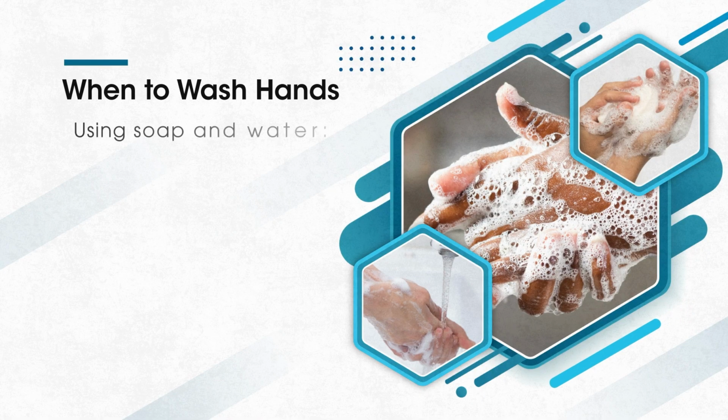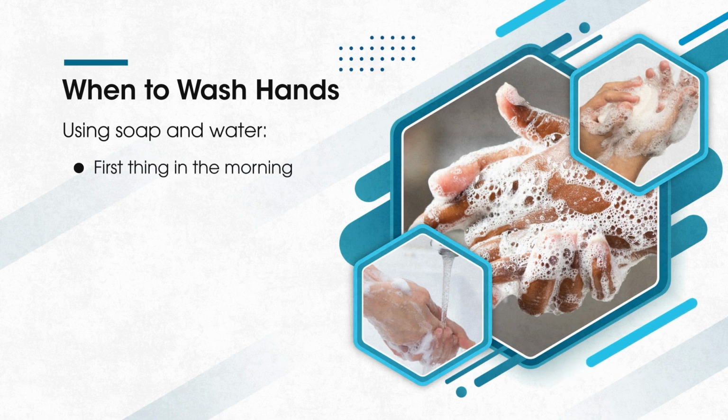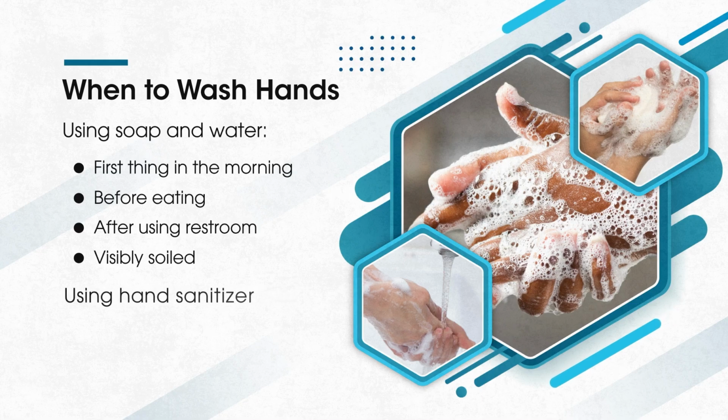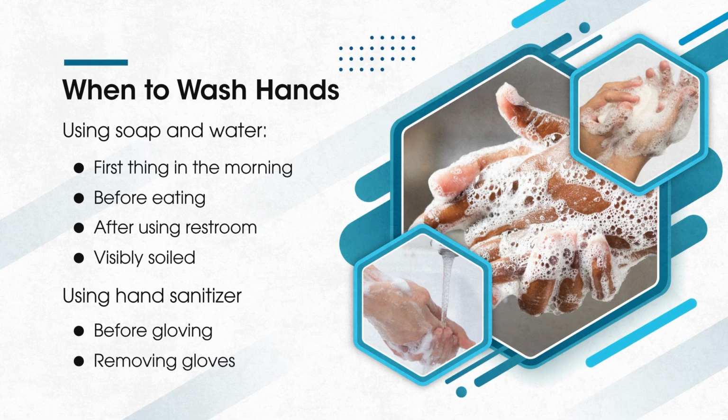Well, the CDC has identified these 6 times that we need to wash our hands. First thing when you come in the morning, before eating, after using the restroom, and when they're visibly soiled. Those 4 times you particularly need to use soap and water when washing your hands. And as we saw in the last picture, take careful consideration and be mindful of washing the back of your hands and wrists as well. Before gloving and removing gloves is an ideal time to use hand sanitizer. We know that hand sanitizer is fast, it's easy, it dries quickly, making it easier to get our gloves on.